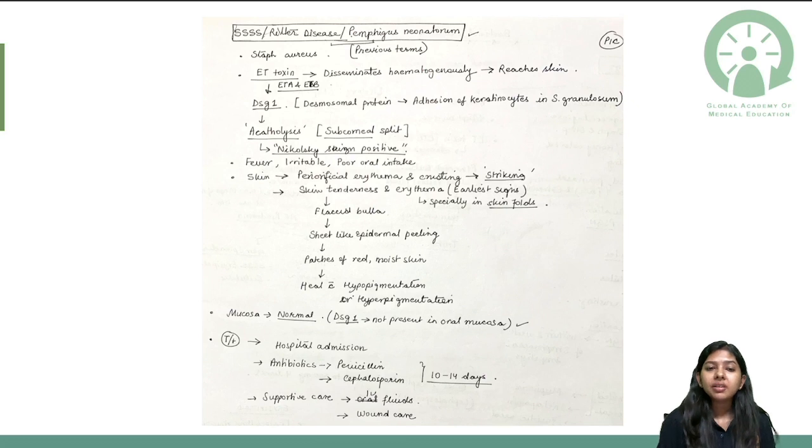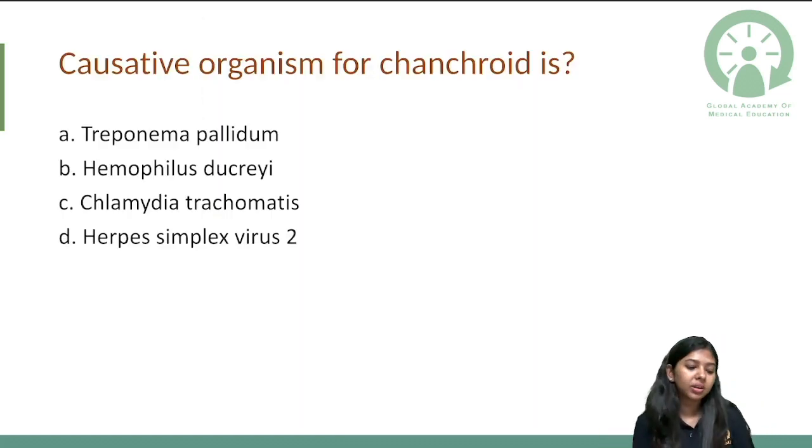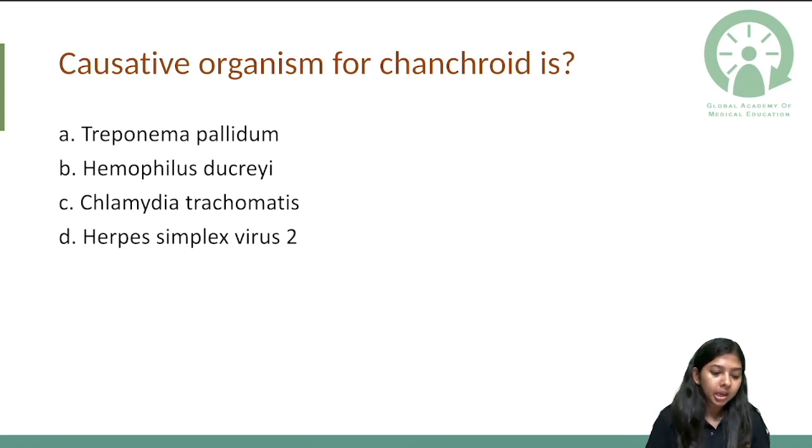And how will you treat it? You have to admit the patient in hospital, you have to give IV antibiotics, and you have to give supportive care, correct? The other name was pemphigus neonatorum and Ritter's disease. Remember, we had discussed named diseases. So Ritter's disease and pemphigus neonatorum were the old terminologies. Now we call it staphylococcal scalded skin syndrome.